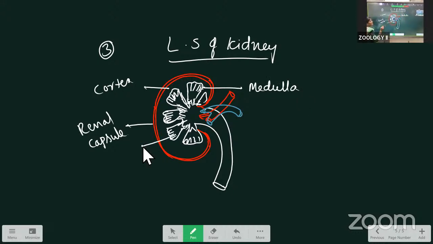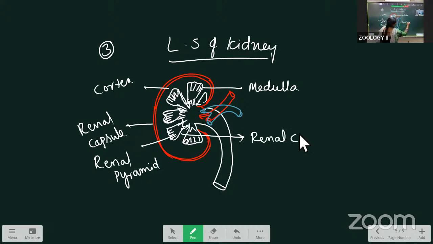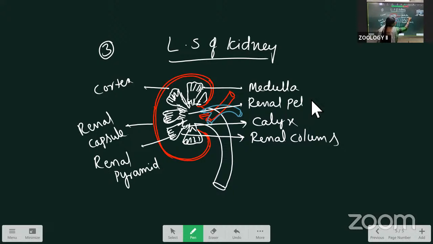The triangular structures are called renal pyramids. Between the renal pyramids, there are columns, called the columns of Bertini, also called renal columns. The pyramids open into tubules that we call the calyx, also called the renal calyx. That opens into a wider part that we call the renal pelvis. The renal pelvis opens out by the ureter.